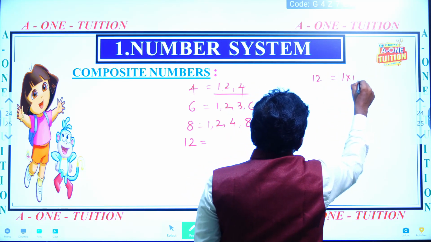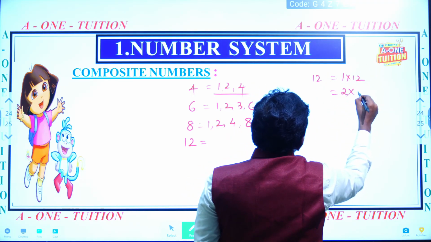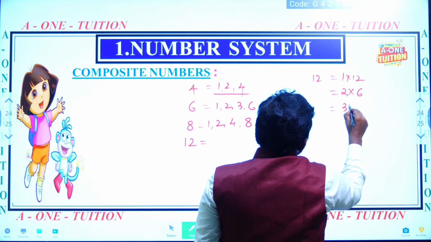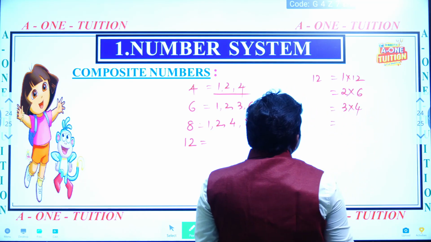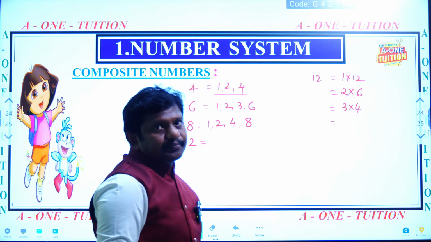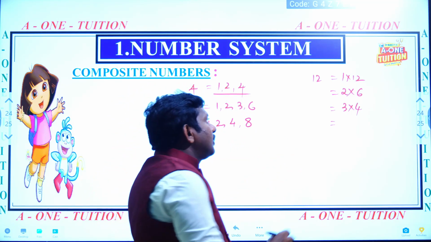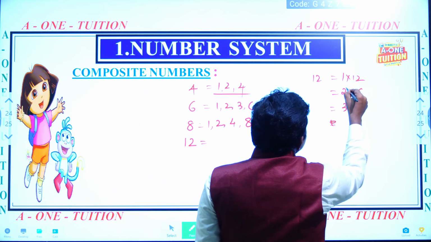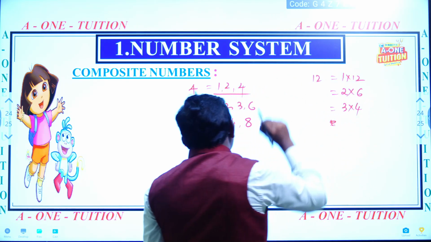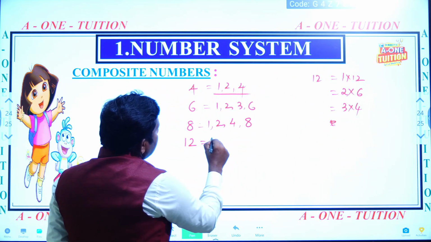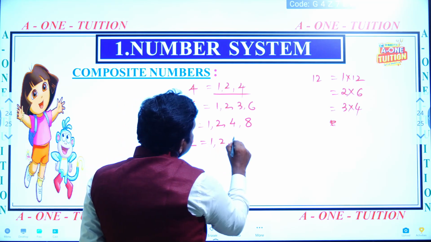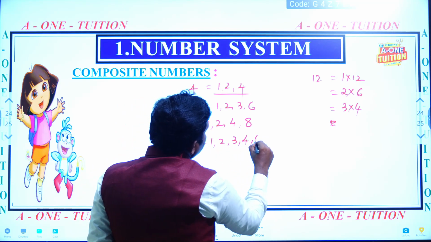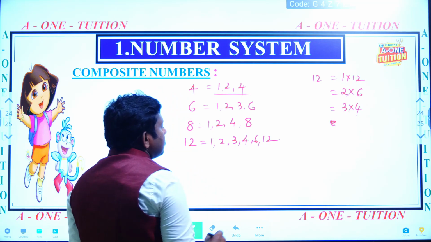1 twelve is 12. 2 sixes are 12. 3 fours are 12. Don't write 4 threes again; 3 fours are enough. Now 1, 2, 3, 4, 6, 12 are the factors of 12.